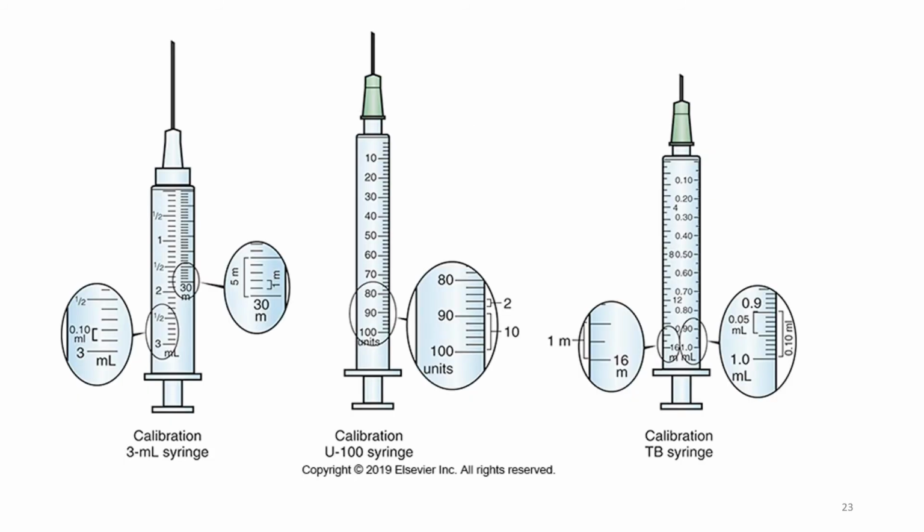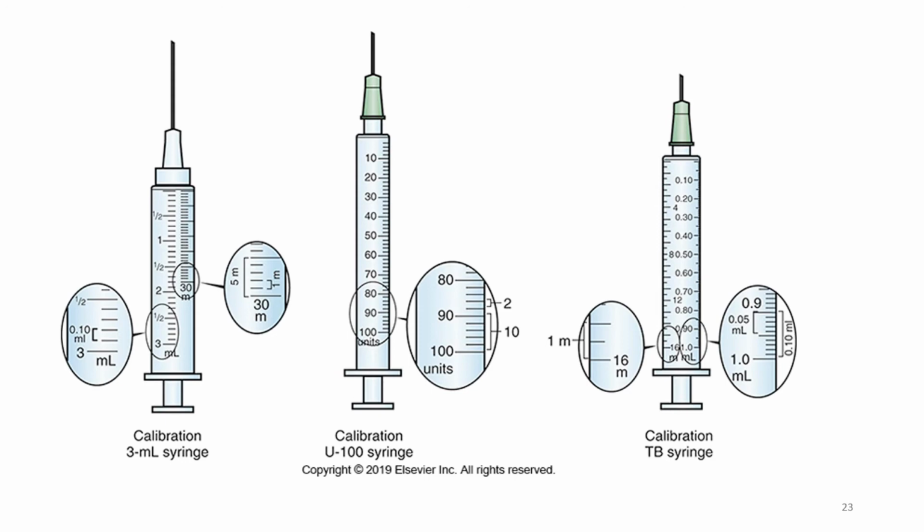So I'll put that slide in here just so you can familiarize yourself, especially those who have never really worked in the healthcare system, the syringes and the different calibration systems. So you have a 3 ml syringe, okay, so you're going to see those mLs. Units, this is again for your insulin and your heparin. You're going to see "units" actually written on that syringe. It will never be abbreviated as U, okay.